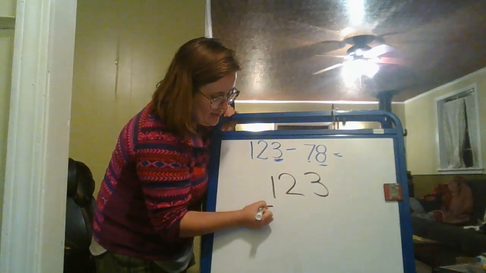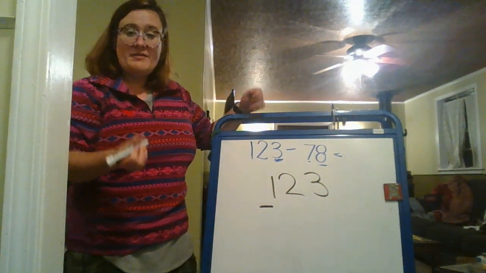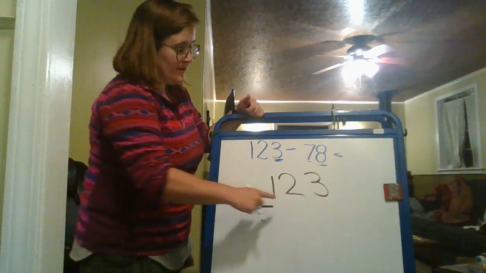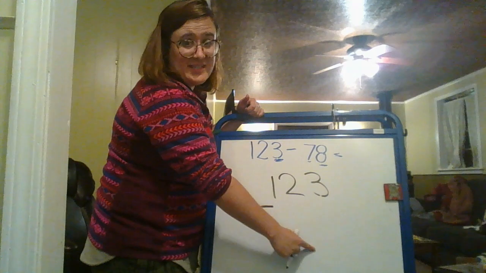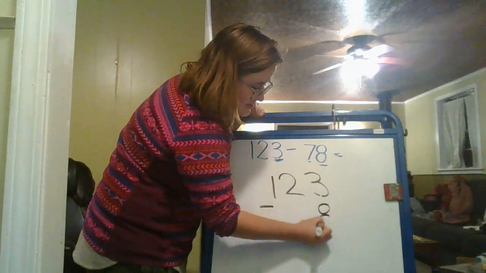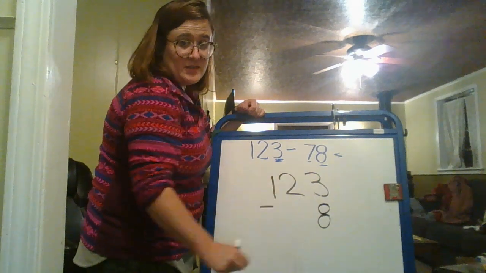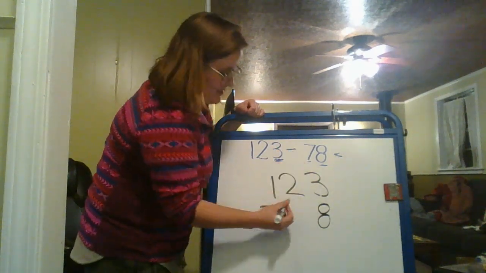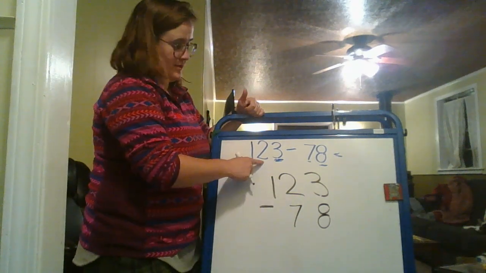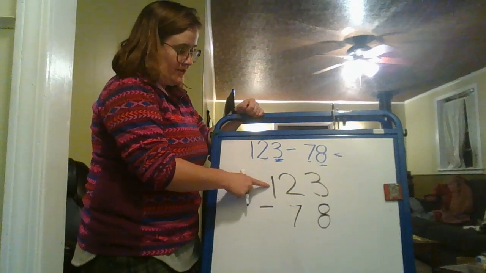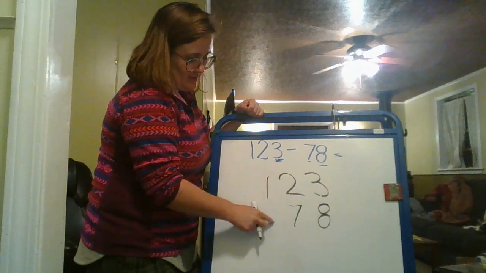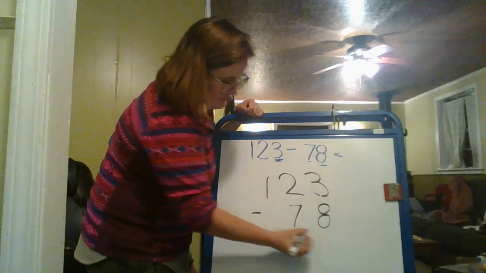So 123. And I want to take away 78. Here's what's most important. You have to line up your places. So 8 goes in the ones place. 3 is also in the ones place. 7 is in the tens place right under 2, which is in the tens place here. The hundreds, he's over here by himself because we aren't subtracting any hundreds.